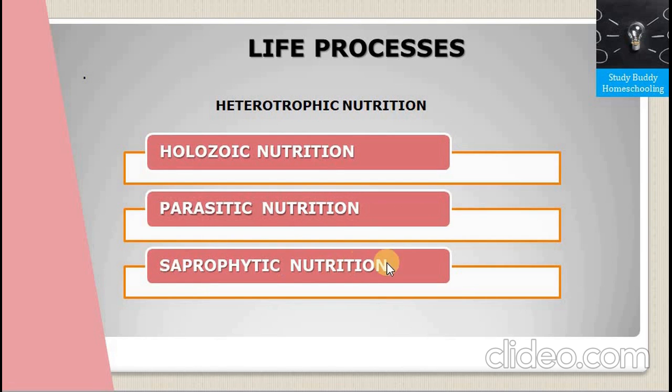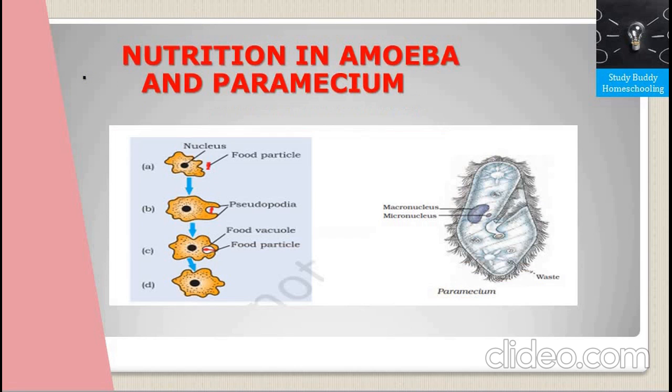Next we have Saprophytic Nutrition. Examples are fungi, yeast, etc., where they feed on the dead organic matter. What they do is they release certain enzymes and break down the dead organic matter, and the nutrients they get after decomposing, they take it in. Yeast, fungi and bread molds are examples of saprophytic nutrition, where they feed on the dead organic matter and take the nutrients from them.